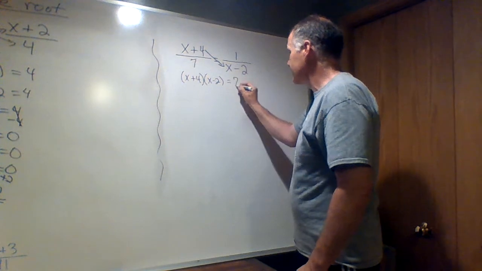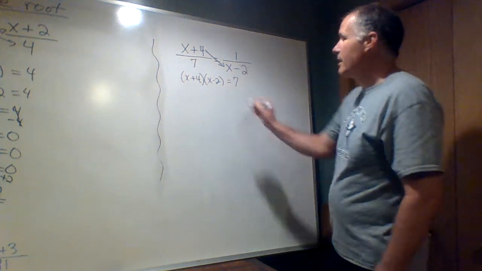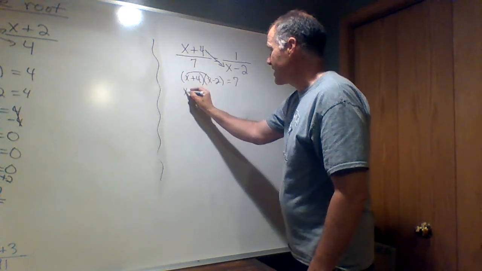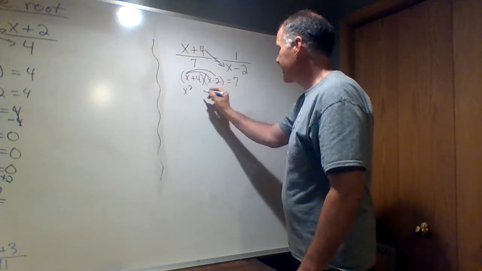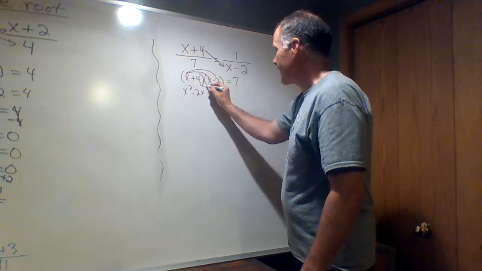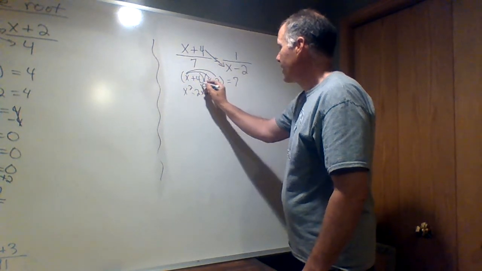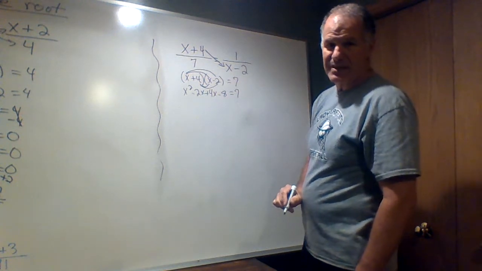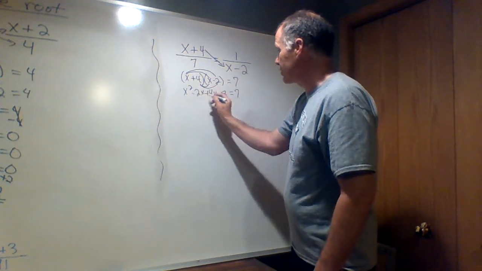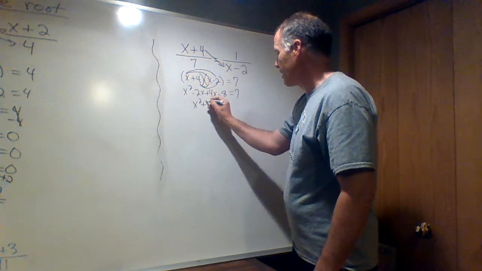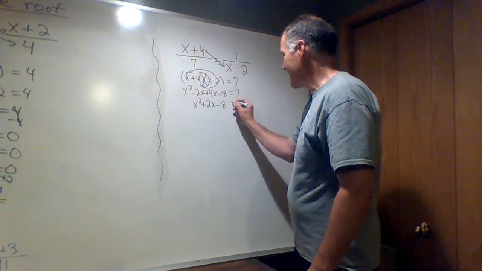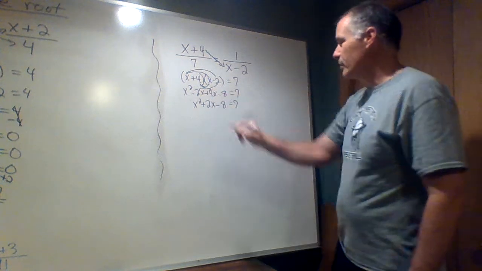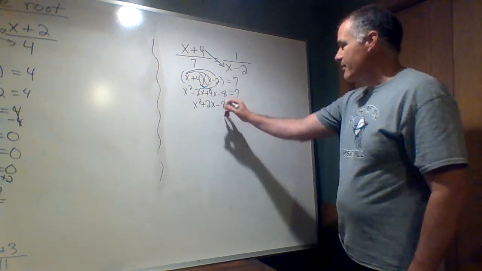7 times 1, 7. Again, FOIL this out. x times x, x times negative 2, positive 4 times x, positive 4 times negative 2, negative 8. See that? Combine like terms. So I've got x squared plus 2x minus 8 equals 7. I combine the negative 2 and the positive 4 together. Got a positive 2x. I have the minus 8 there.